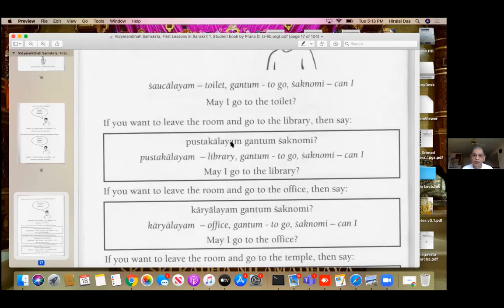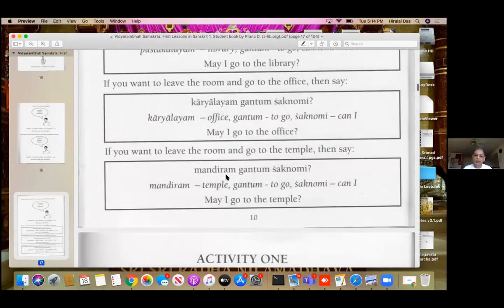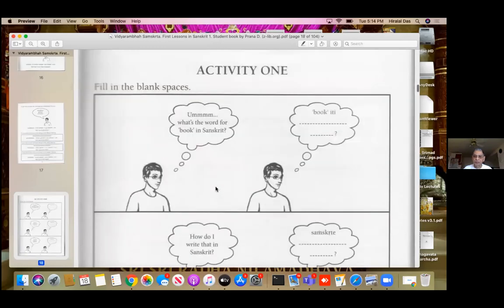So here, Pustakalayam gantum saknomi va means may I go to the library. Okay. Karyalayam gantum saknomi va, may I go to the office. Karyalayam means office. Then Mandiram gantum saknomi va, may I go to the temple, right? So if you know this word, you can use this phrase for something else also. Gantum saknomi va. So that is what you have to remember. Aham gantum saknomi va, like that. So we'll practice in the next block.